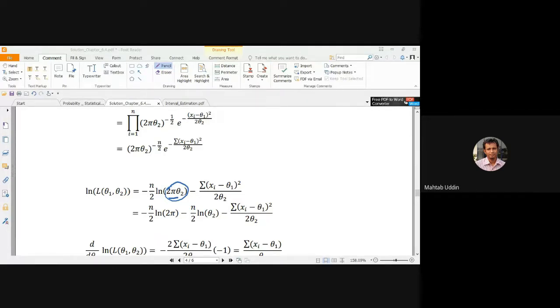In case of ln, ln a, b, that is ln a plus ln b, right? Ln a, b means what? Ln a plus ln b. Then we can write ln 2 pi plus ln theta 2. But you can see a minus sign before this. So minus sign will be distributed. Minus sign will be distributed.